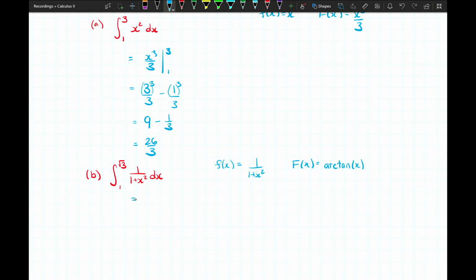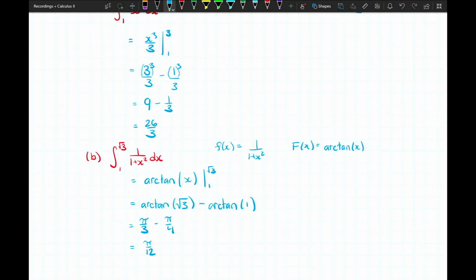So using this notation, I need to evaluate arctangent of x from 1 to root 3. And luckily, these are some special triangles. Arctangent of root 3 means my opposite over adjacent needs to have a ratio of root 3 over 1, and that would give us the angle pi over 3. And arctangent of 1 means that I have to have a ratio of opposite to adjacent of 1 over 1, and that'll give me the angle pi over 4. And pi over 3 minus pi over 4 gives pi over 12.